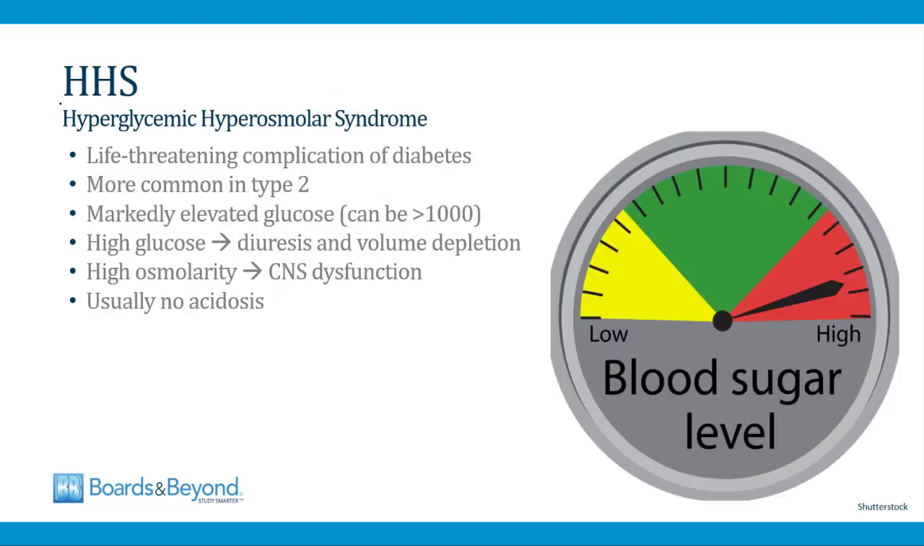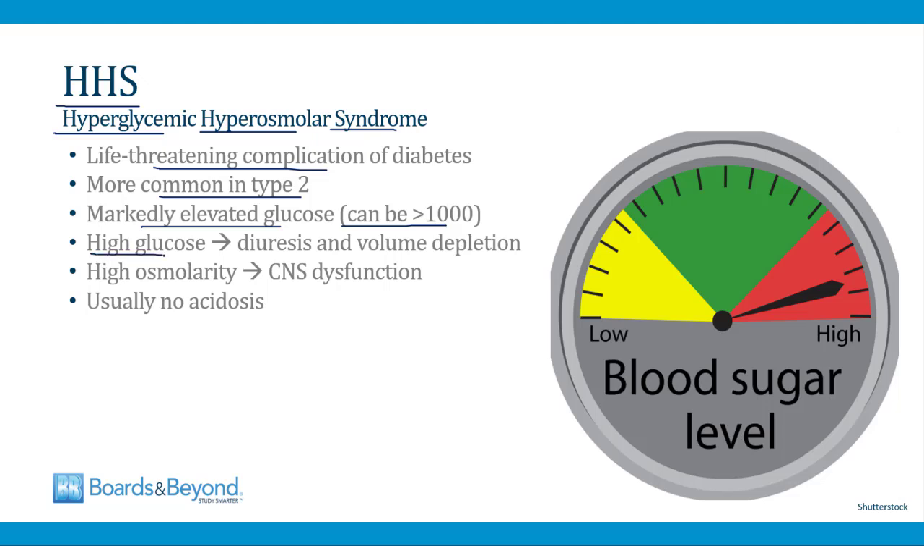Now let's move away from DKA and talk about HHS, which is hyperglycemic hyperosmolar syndrome. Like DKA, this is a life-threatening complication of diabetes. However, HHS is more common in type 2 diabetes, whereas DKA is more common in type 1, like I mentioned earlier. The problem in HHS is markedly elevated blood glucose. It can be as high as 1,000 or greater, which is severely elevated.